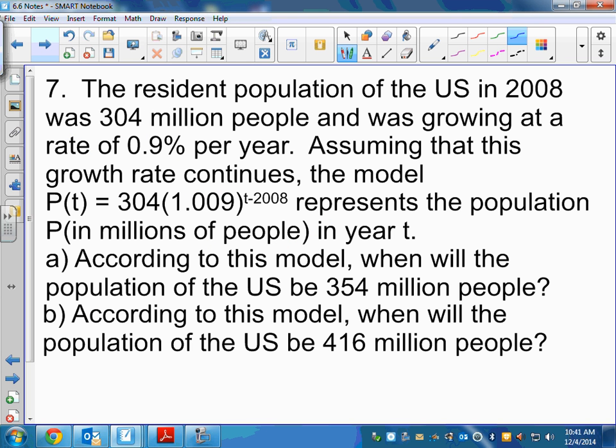Sometimes it's as easy as just plugging it in on your calculator and sometimes you gotta solve it. And so I think I gave you parts A and B to show you. Read the problem, figure out what you're trying to find. Maybe it's simple, maybe you gotta do a little bit of work.